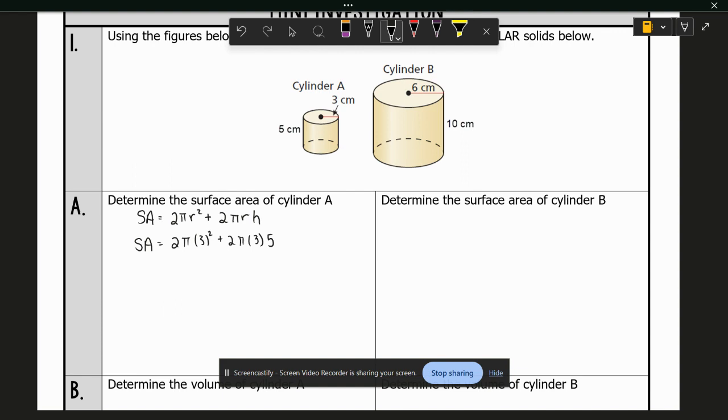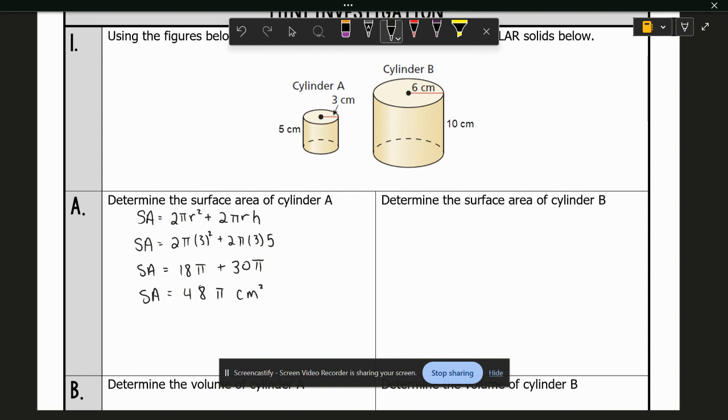Let's go ahead and plug that into our calculator. I'm going to do this in terms of pi. On the first part here, I've got 18 pi. So 3 squared is 9 times 2 is 18. Plus 2 times 3 times 5 is going to give me 30. So 30 pi. So my surface area is 48 pi centimeters squared. And I'm going to leave it in pi. I just want to show you.